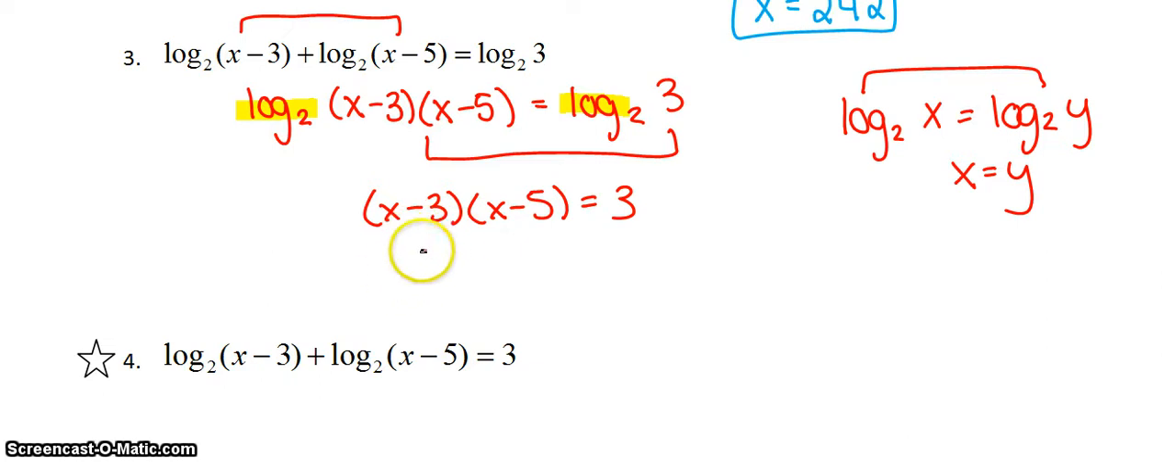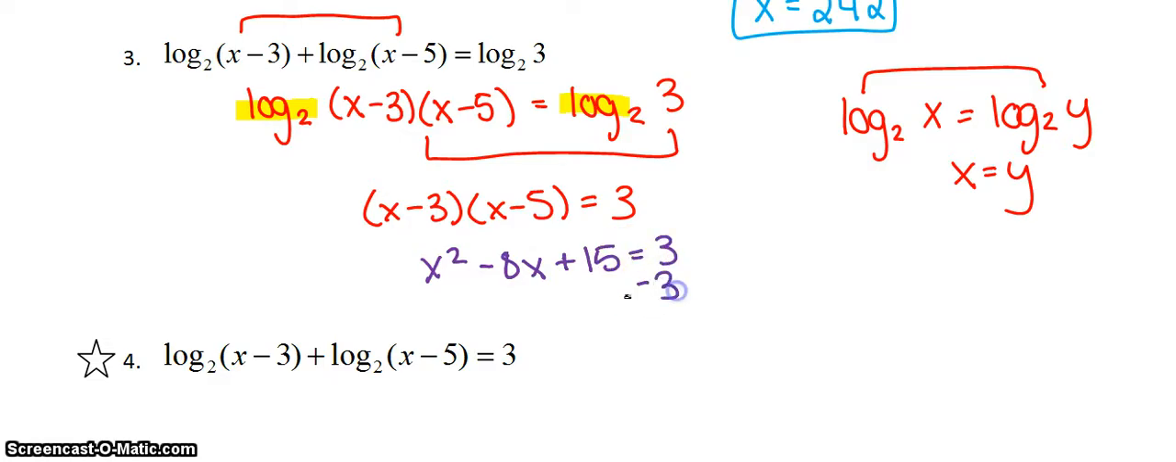Now, if I multiply this out, I'll get a quadratic, so you will have to solve quadratics in some of these problems. So applying everything that you have learned this year. So x times x gives me x squared. My outers give me minus 5x, my inners give me minus 3x. So combining those, that gives me minus 8x. And my last give me plus 15, and that equals 3.